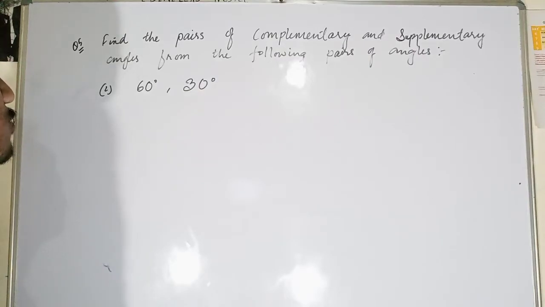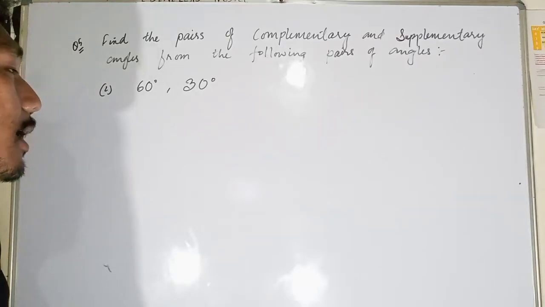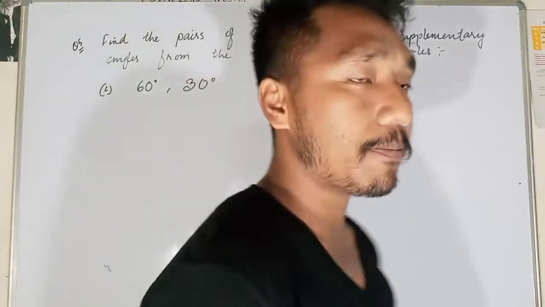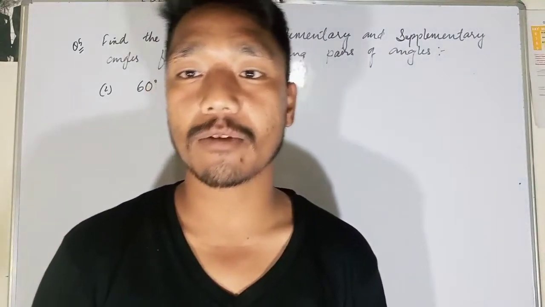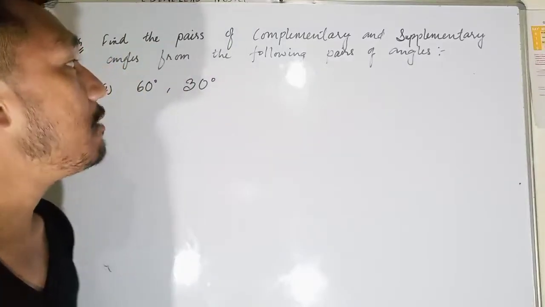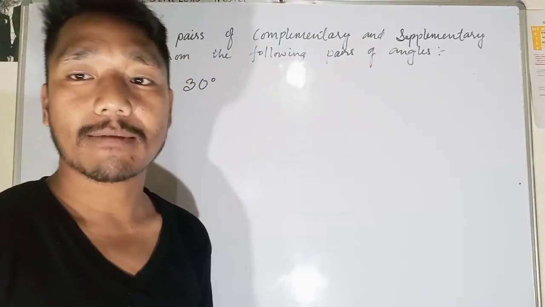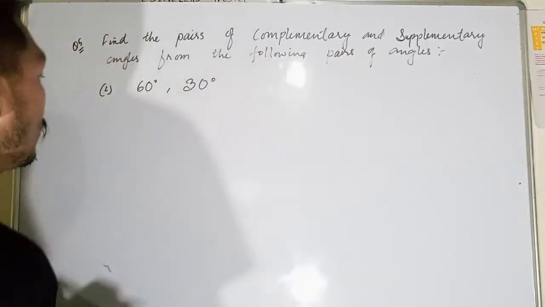The first pair is 60 degrees and 30 degrees. So these two are a pair of angles. If the sum of the two angles is found to be 90 degrees, then we call this a complementary angle. But if the sum of the two angles is found to be 180 degrees, we can say these are supplementary angles. Okay, so here's the solution.